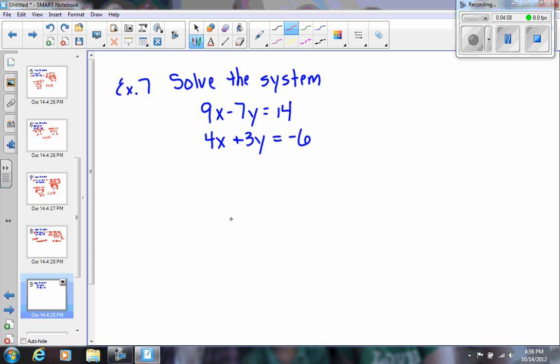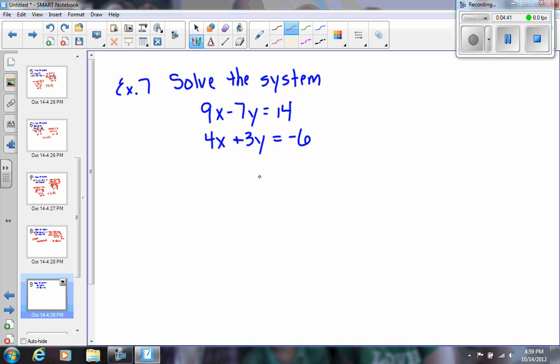Next example, we're going to solve the system 9x minus 7y equals 14 and 4x plus 3y equals -6. Well, you can see just adding the two equations won't do me any good because I can't get the x's to drop out or the y's. The other thing is there's nothing I can multiply the 4 by to turn it into a -9, to cancel out with that. Also, there's nothing I can multiply the 3y by to turn it into a 7y. Well, I guess I could multiply by a fraction, but there's no whole number that I could do.